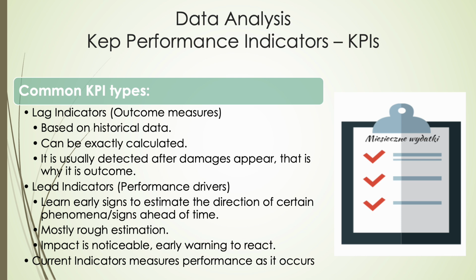Lead indicators, on the other hand, are performance drivers that help predict future outcomes by identifying early signs of a potential change. While these indicators are usually rough estimations, they offer an early warning that allows for proactive actions. Current indicators measure performance as it happens in real time, providing immediate feedback on ongoing activities and helping to adjust actions as needed.